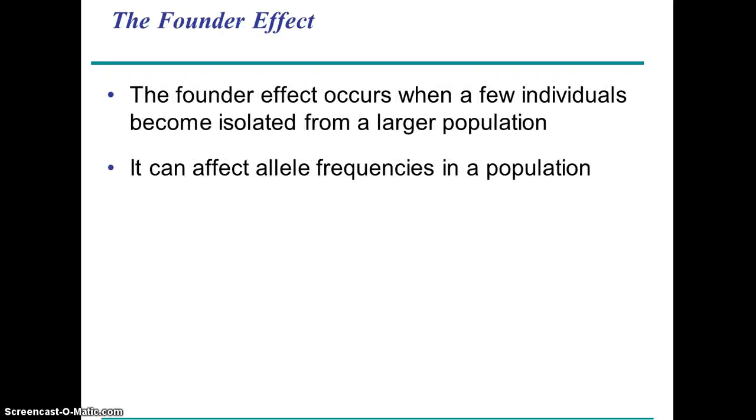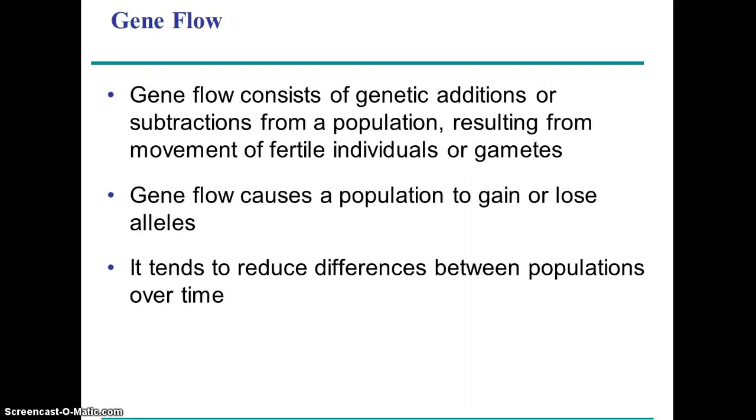Also, the founder effect: when you take individuals from a large population and they migrate to an area, they will not necessarily be representative of that whole population. Gene flow can modify allele frequencies and genotypes. When you have genes moving between populations, immigrants can bring in new alleles, new genotypes. Individuals leaving a population can cause the loss of alleles and genotypes.